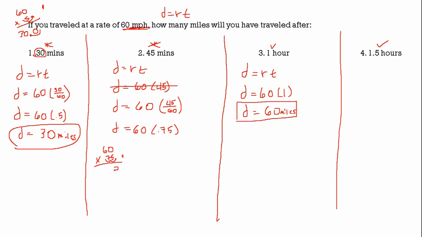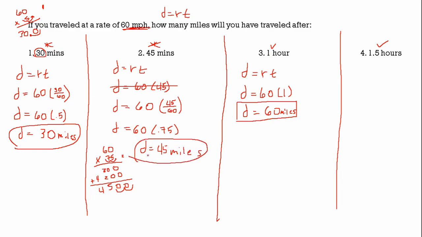5 times 0 is 0. 5 times 6 is 30. Bring down a 0 since we're starting the second integer. 7 times 0 is 0. 7 times 6 is 42. Add 0 plus 0 is 0. 0 plus 0 is 0. 3 plus 2 is 5, and 4 plus 0 is 4. Add your 2 decimals back in. This gives you a distance of 45 miles.